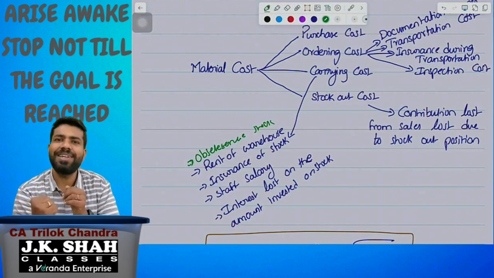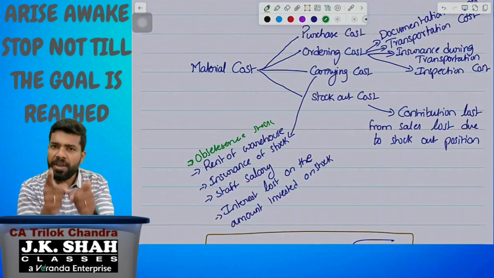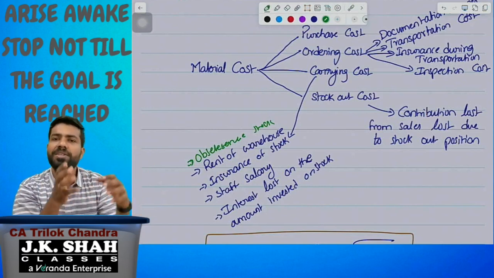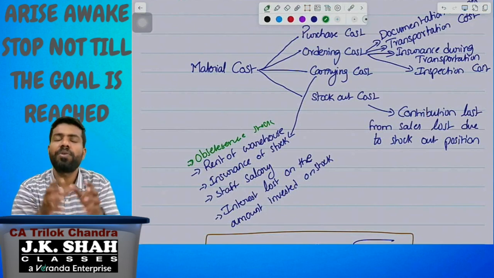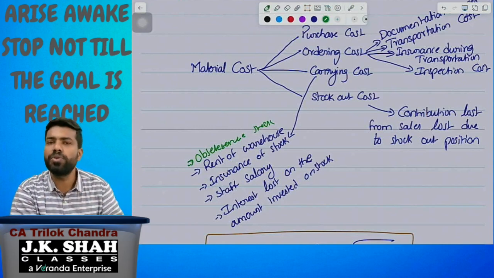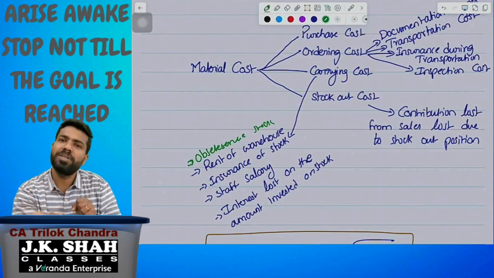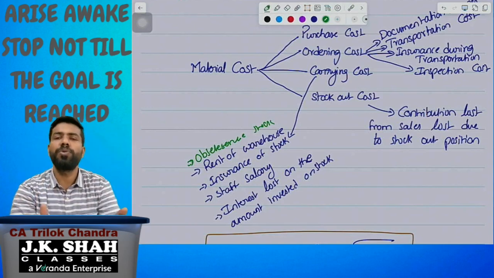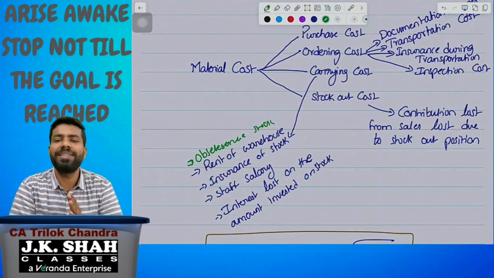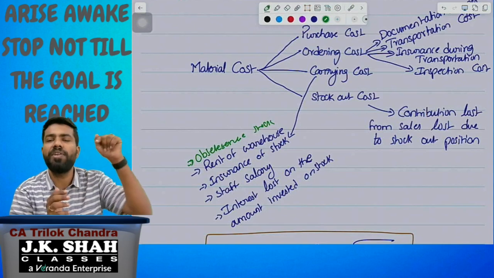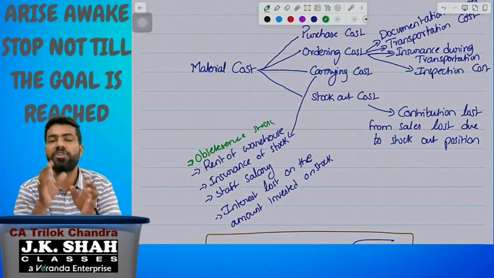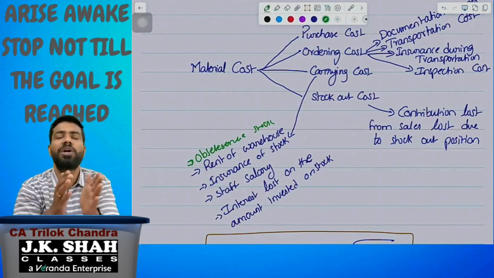Another point we need to understand is stock out cost. If the raw material is not made available on time, we are going to have a stock out position of the raw material. Due to that, it is going to impact the production. The production will have impact on the sales. The sales will have impact on the profit. Due to stock out position, we are going to lose the contribution. Here I have written: contribution lost from sales lost due to stock out position. Due to non-availability of the raw material, we are losing the sales. On such sales, we are losing the contribution. That contribution lost, we are going to consider as the stock out cost.